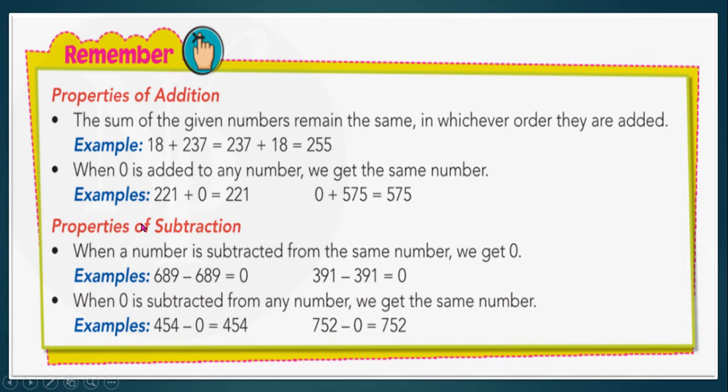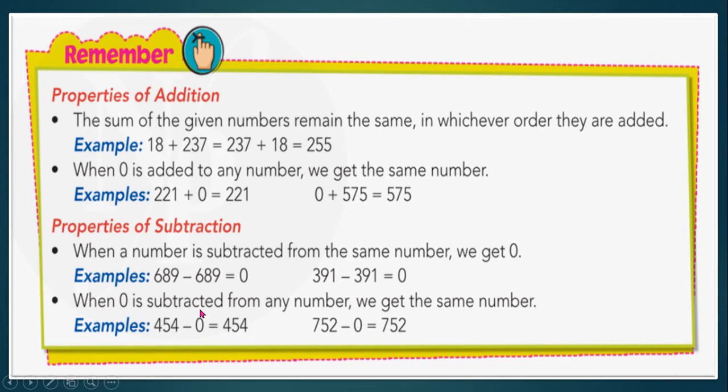We have two more properties of subtraction here. Let us understand and remember this. When a number is subtracted from the same number, we get 0. So a number subtracted from itself will give us 0. Examples, 689 minus 689 is equal to 0. You can take any number. Any number subtracted from itself will give you 0. Another example is 391 minus 391 is equal to 0.